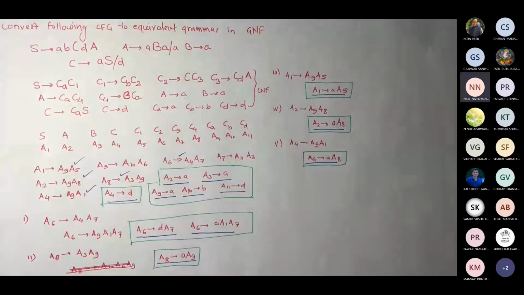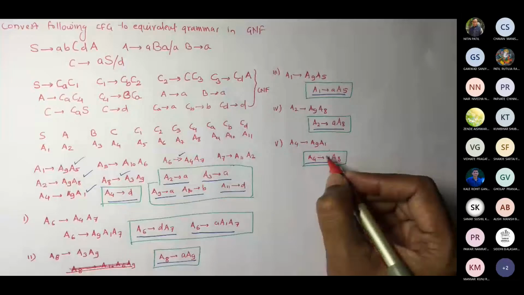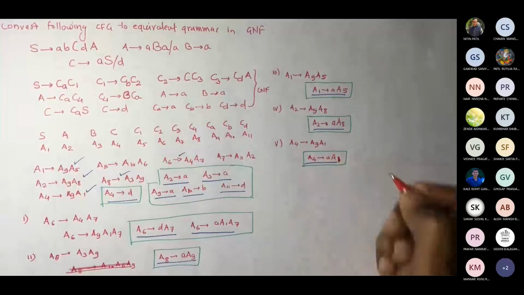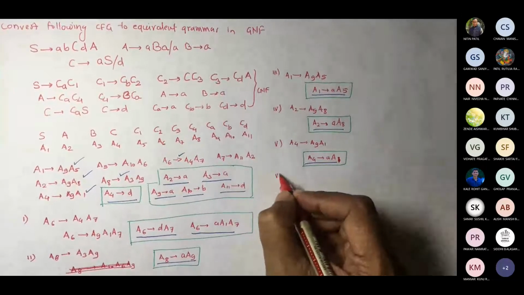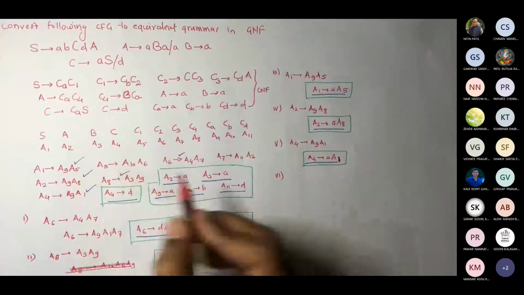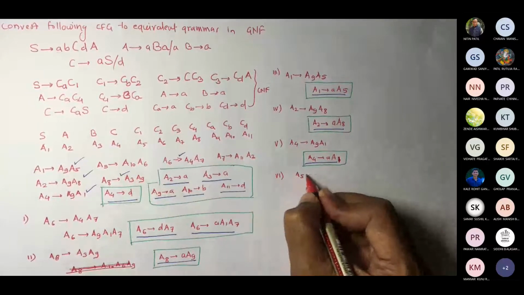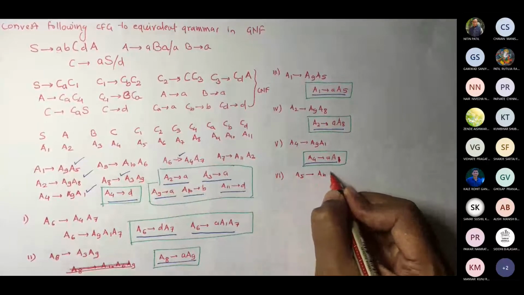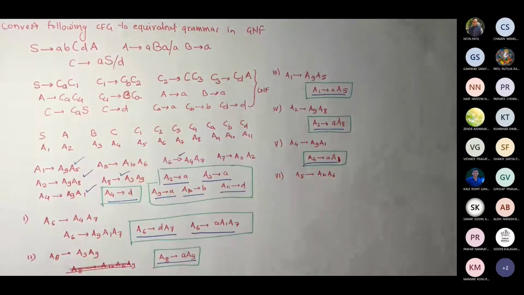Sir, A4 gives A1, na? Sorry. Yes. Thank you. So sixth, A5 gives A10, A6. What is A10?